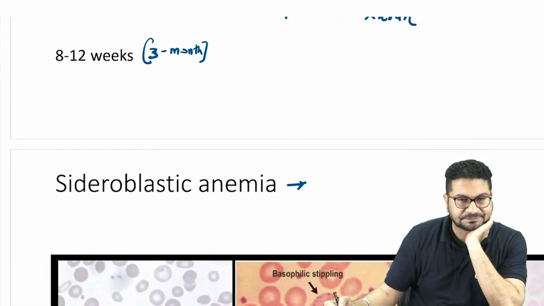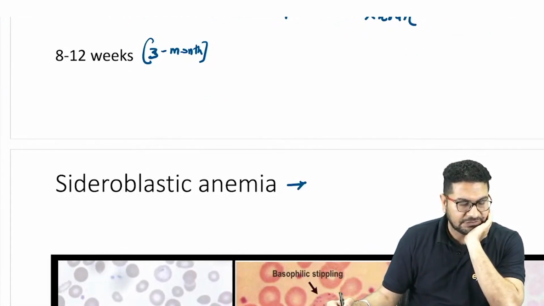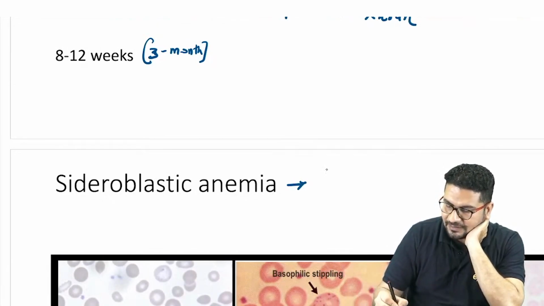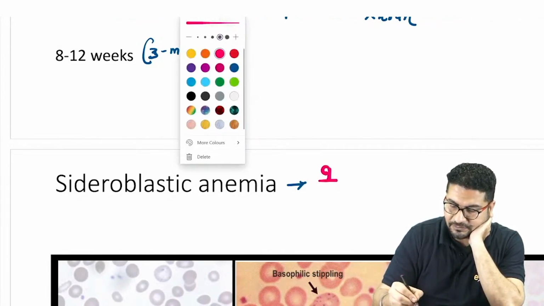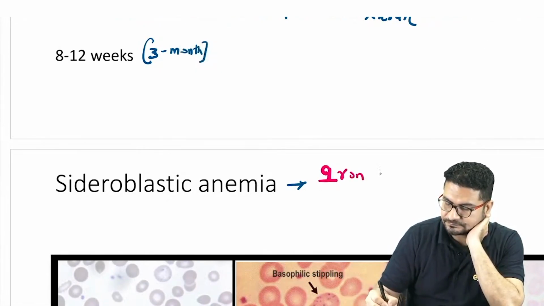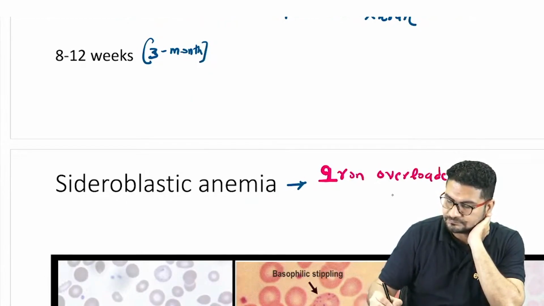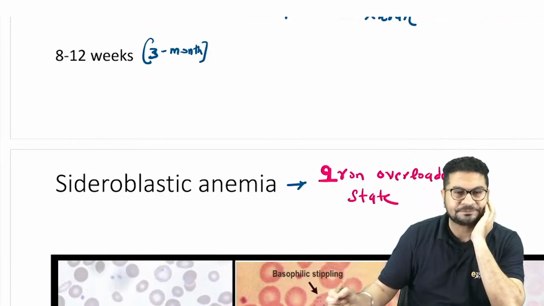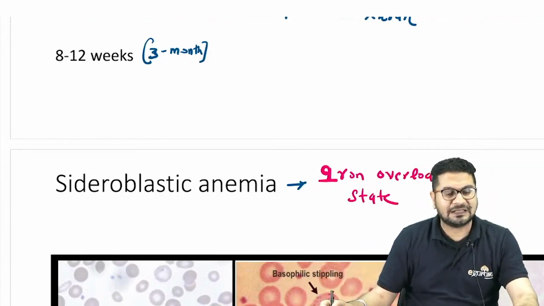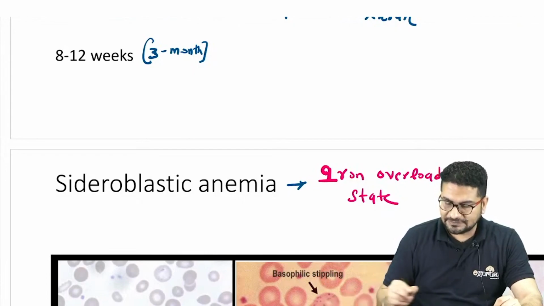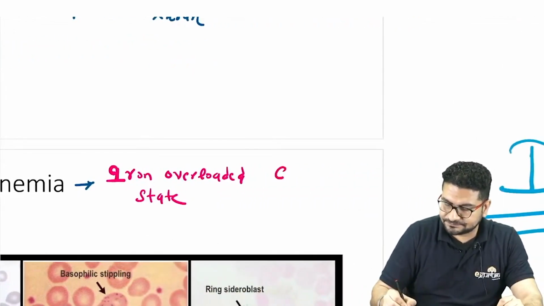Sideroblastic anemia. Understand this: it is like an iron overloaded state. The body is having a lot of iron, but this iron cannot be utilized properly. So if I say sideroblastic anemia, what are the causes?